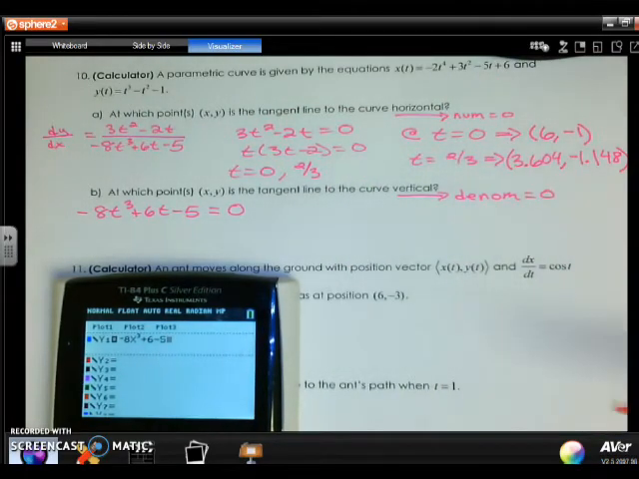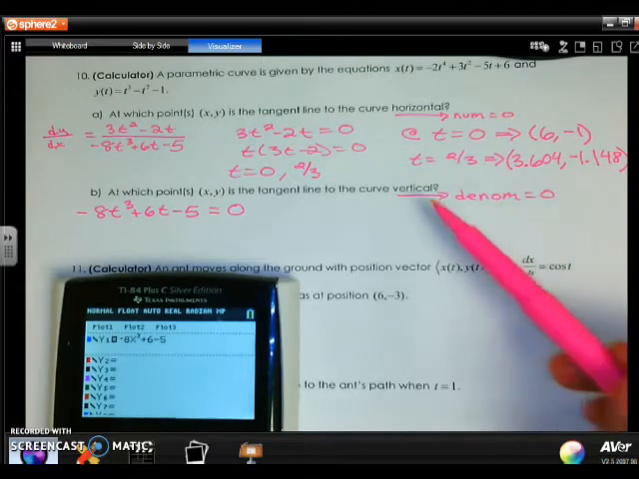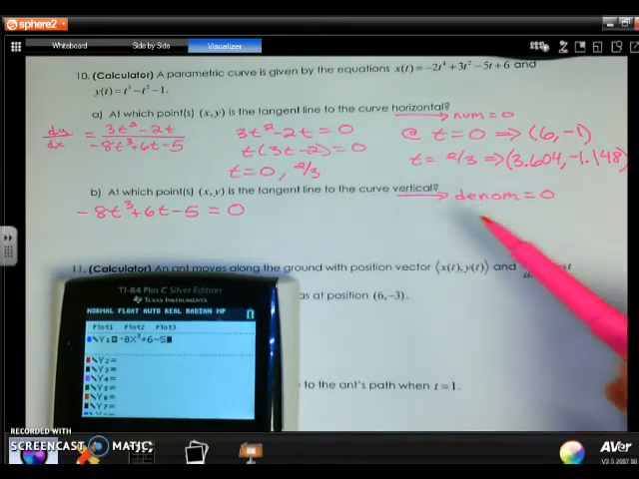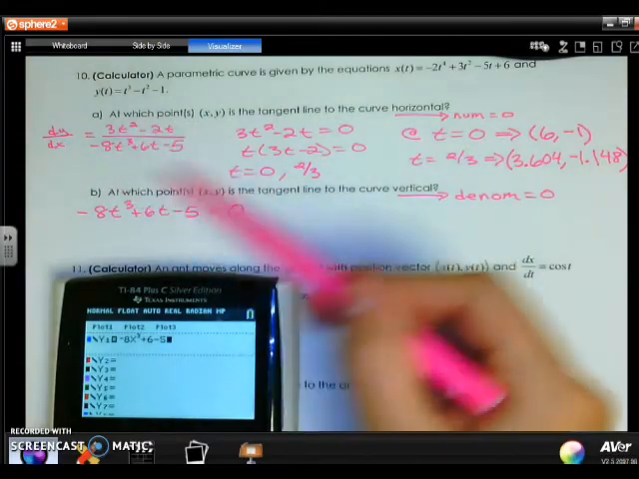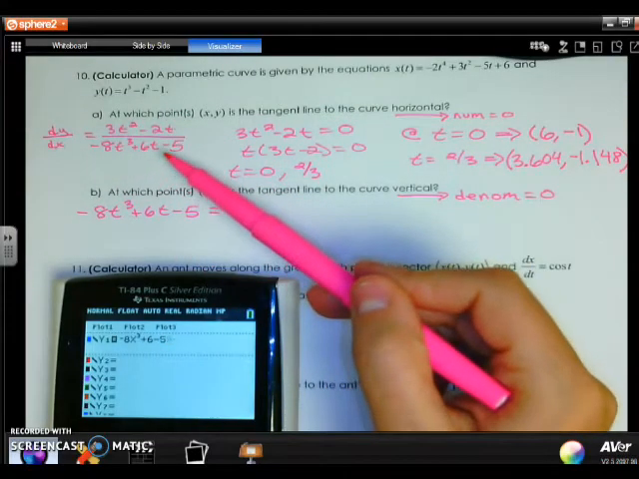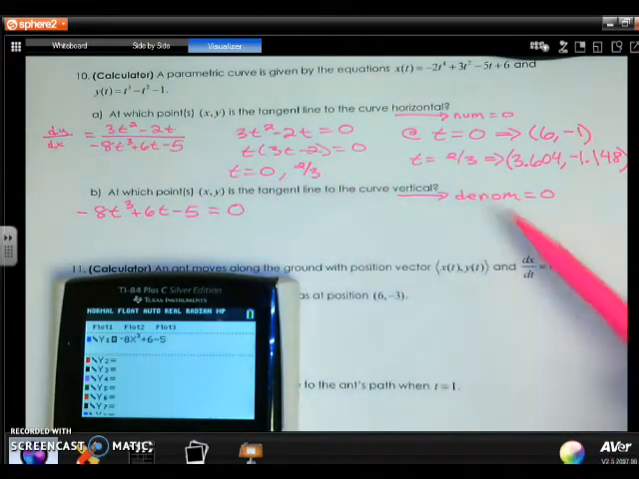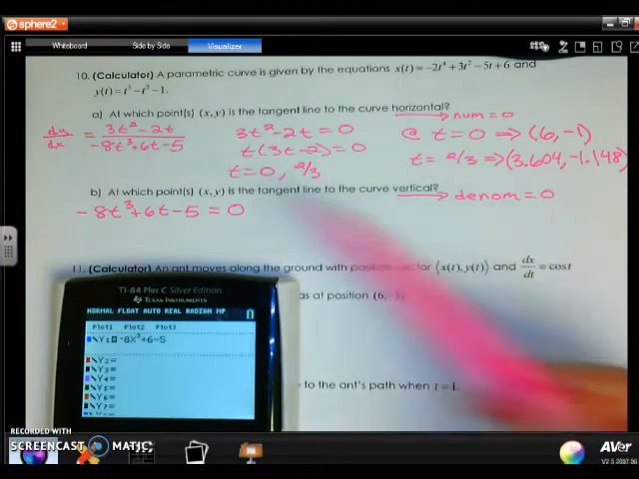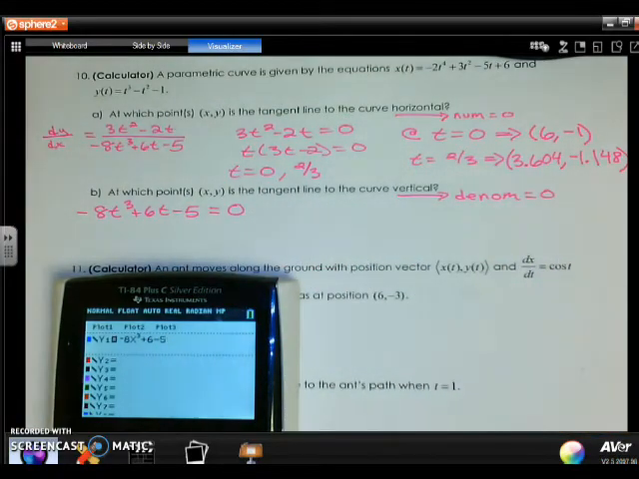That's not the part I want to talk about. The interesting part is part B, at which point is the tangent line to the curve vertical. Well, we know that the tangent line will be vertical when the slope is undefined. Well, when is this slope undefined? When the denominator equals 0. So we need to set this denominator equal to 0, and most people don't know how to do that algebraically.